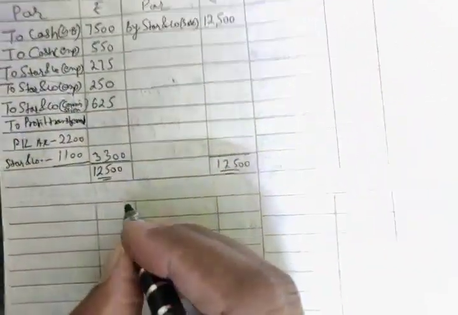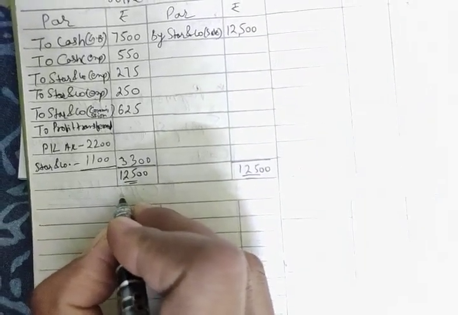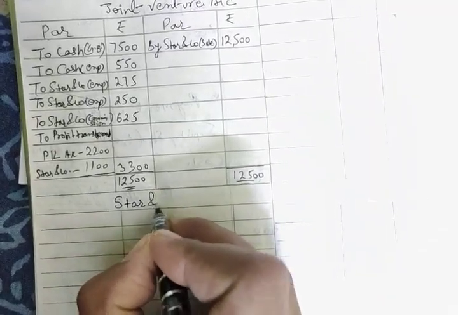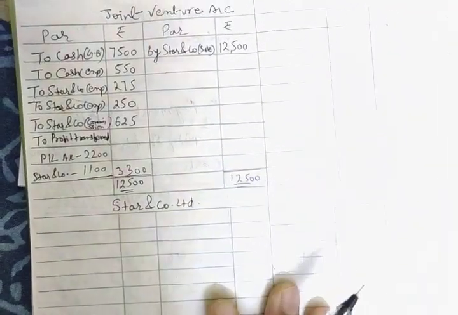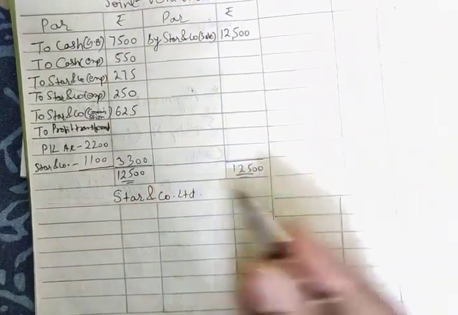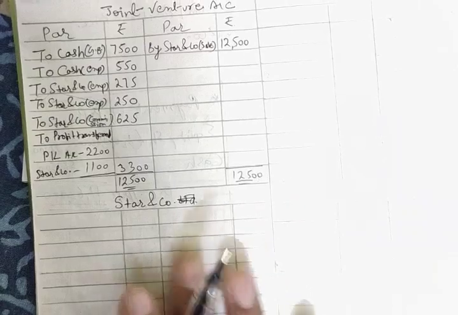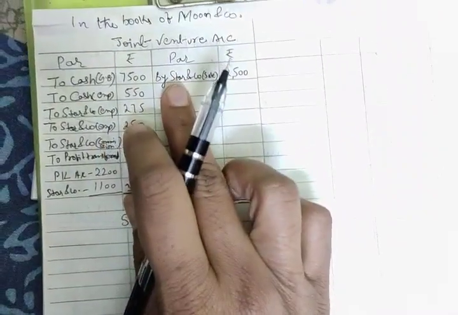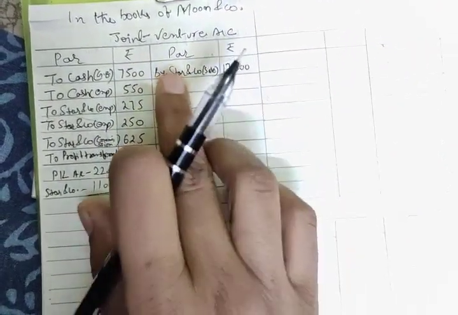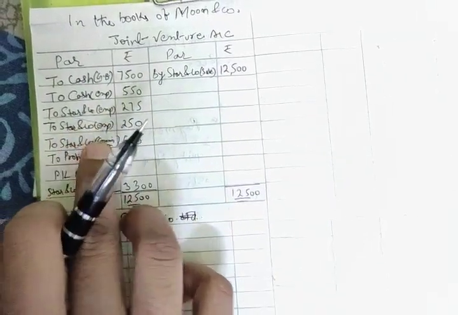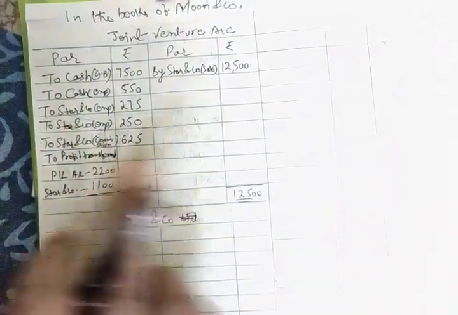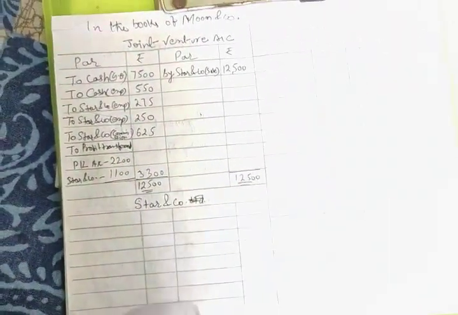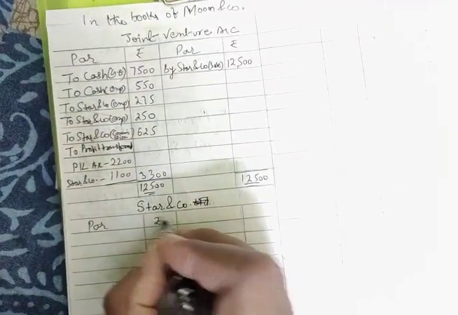Now in the books of Moon we need to maintain the account of another venturer, that is the co-venturer. And who is the co-venturer for Moon and Company? Star and Company. Okay, sorry, no Limited was there. Alright, Star and Company. For this, don't break too much of your head. Just check your joint venture account, and wherever you are able to find the entries in the name of Star and Company, just do the counter entry of that here. So first I'll make the heading: particulars, amount.